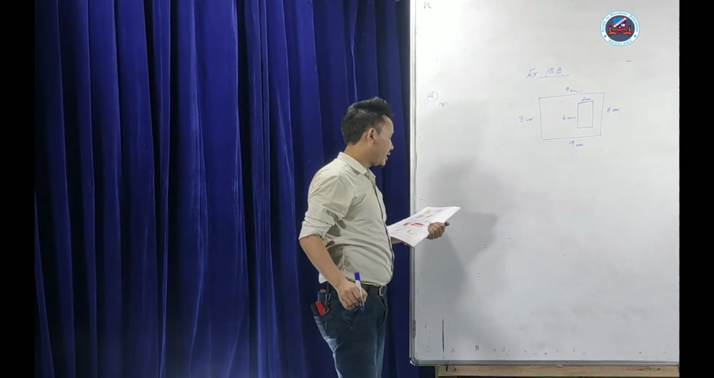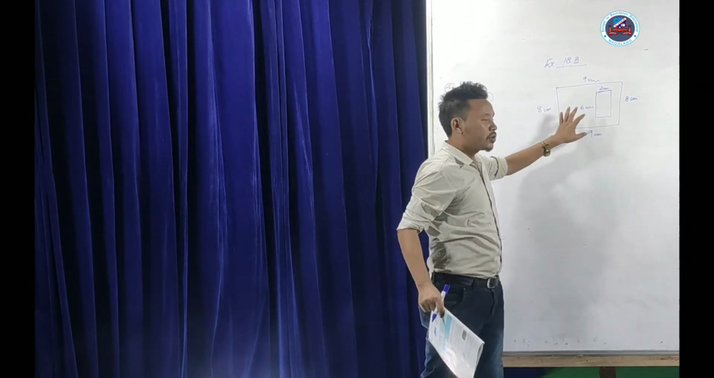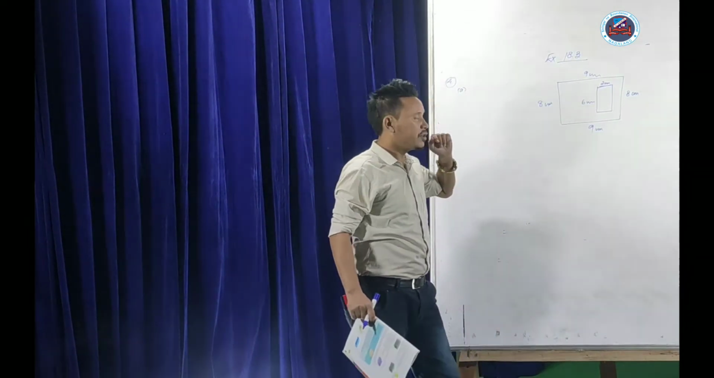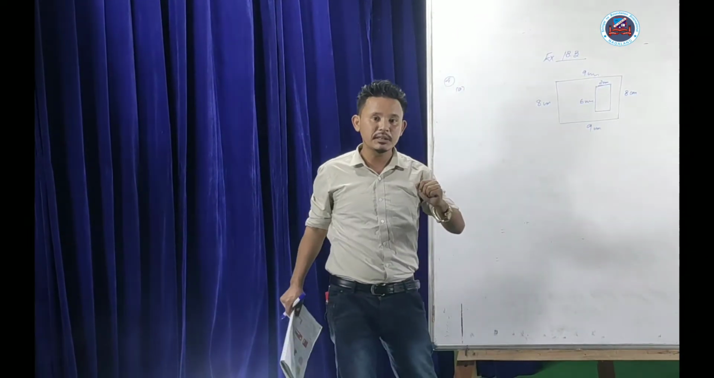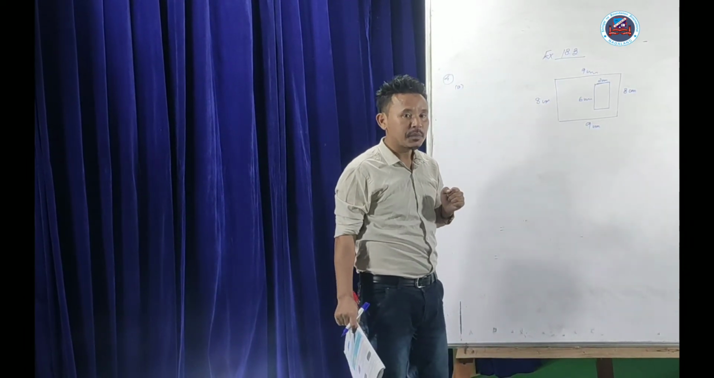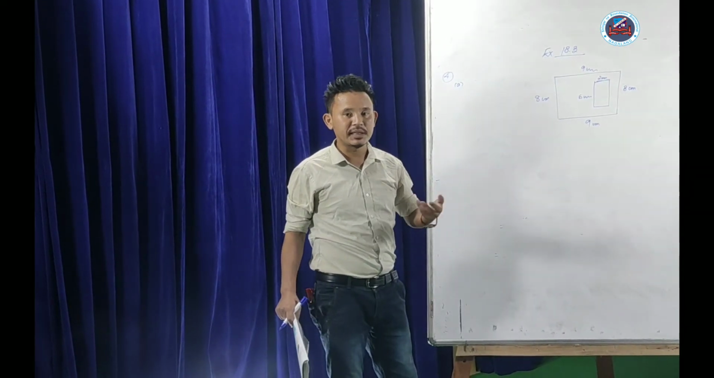We are asked to find the area of the red section in each of these diagrams. Here we can see there are two rectangles. One is a large rectangle, the other one is a smaller rectangle. So we'll first find the area of the larger rectangle, and then calculate the area of the smaller rectangle. And just like question number 3, we'll subtract it and then we'll get the answer.